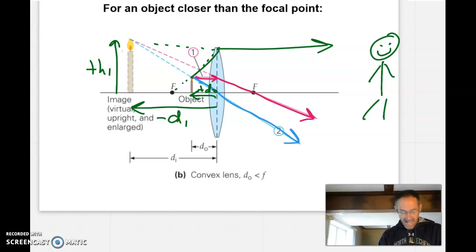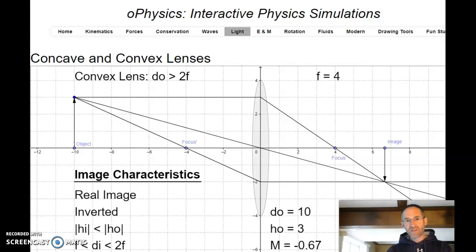Here's a second example where the magnification is more than one. I don't want to give you the wrong impression. That's not always the case, and I'll show you that on the simulator. Here's that same simulator that I was using last time from our friends over at O Physics, and I'll put a link to the simulator in the notes of this video.